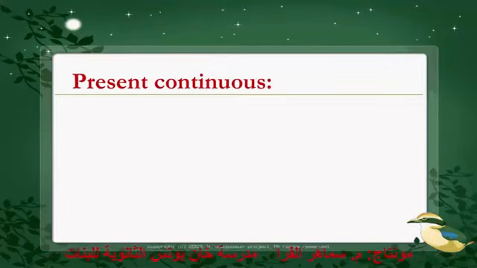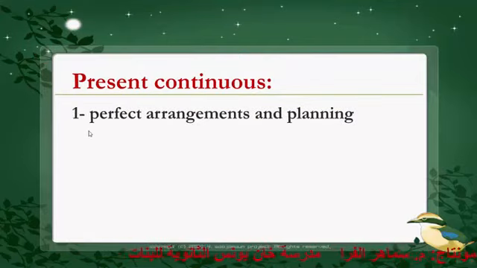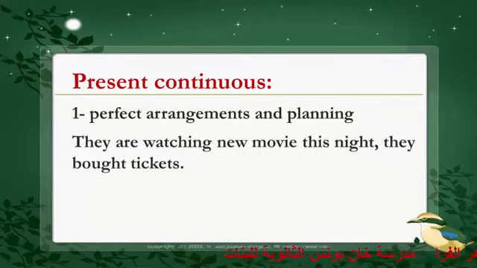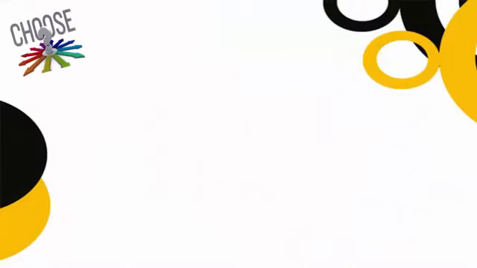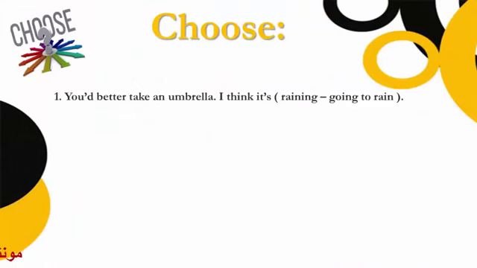Good. Present continuous, as we discussed before: we use present continuous with perfect arrangements and planning. Look at the sentence here. They are watching a new movie tonight. They bought tickets. Bought tickets means that we have here completed arrangements, and so the tense used here is present continuous. We have here an activity.